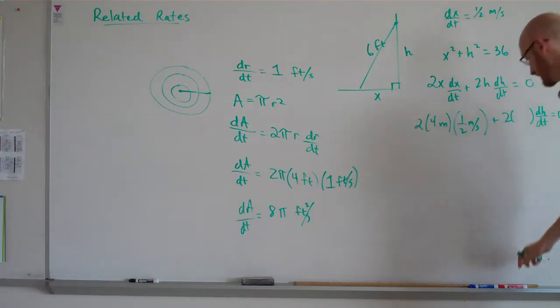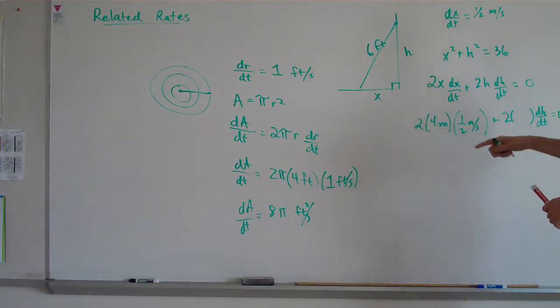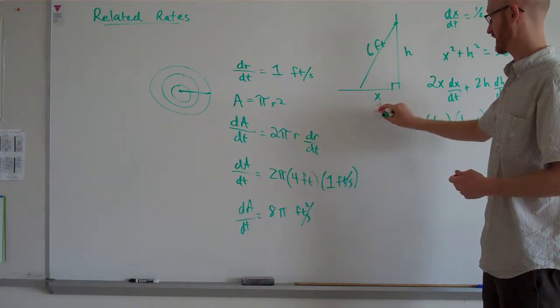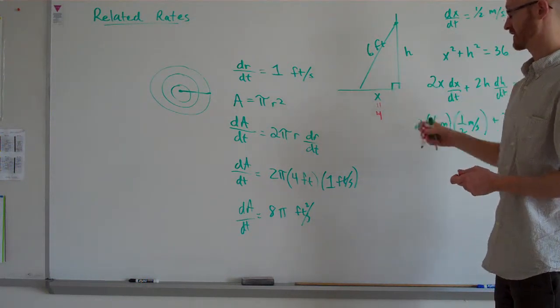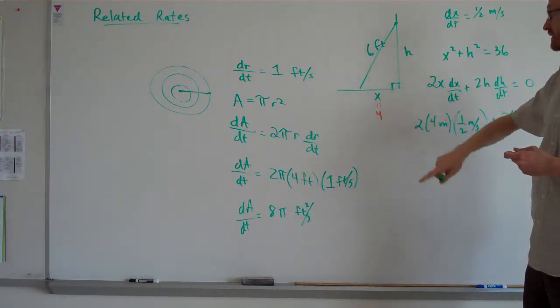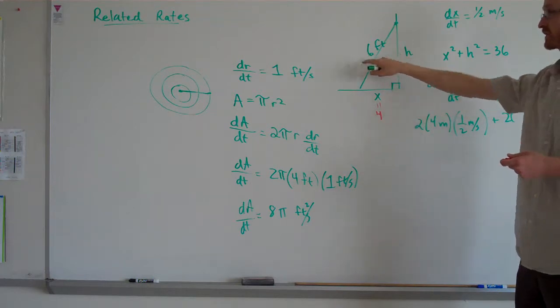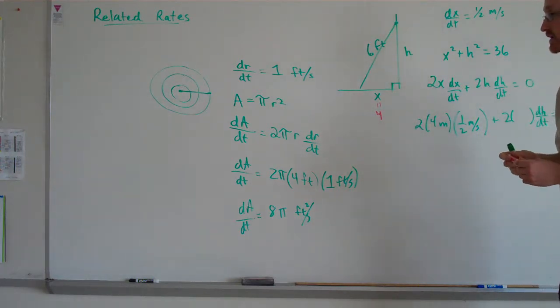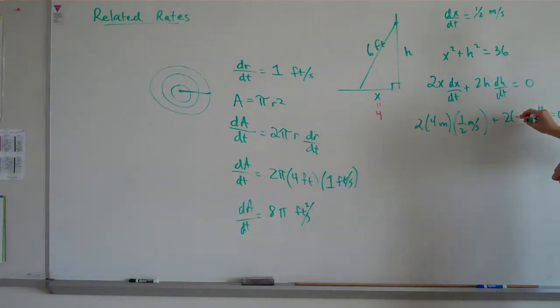And now the question is, how do we find x? Well, I'm sorry, h. Well, we know that x is 4 at that instant, and we know that this is 6. So you can do your Pythagorean theorem calculation to find h. It'll be 4 squared plus h squared equals 6 squared, so that's 16 plus h squared equals 36. So I get root 20. I put feet there, but I should have put meters. So check my calculation there.